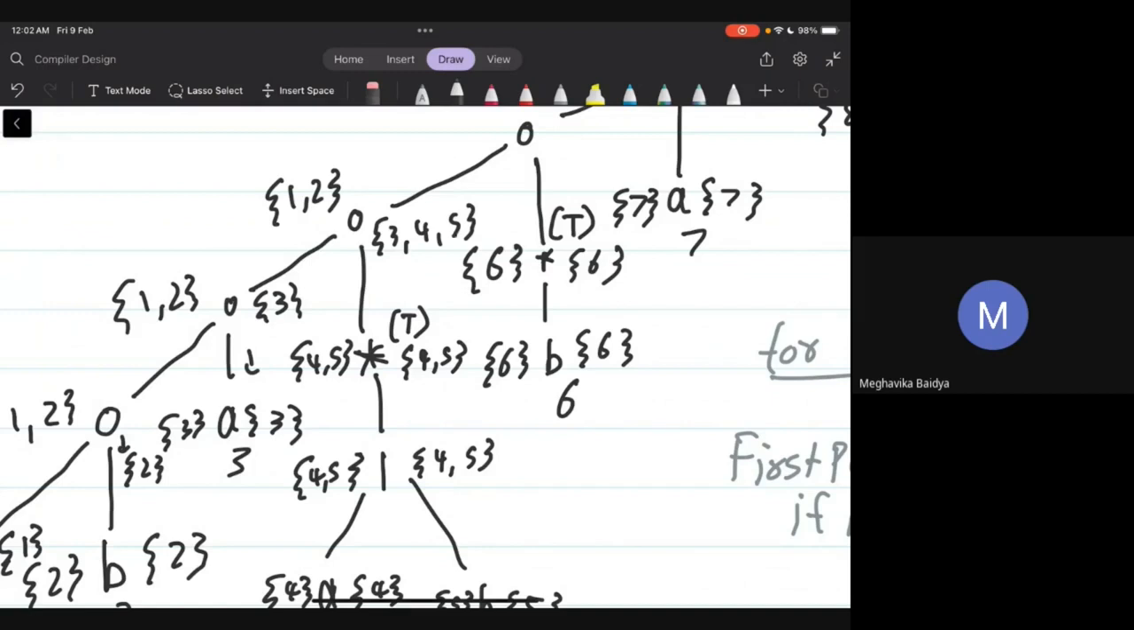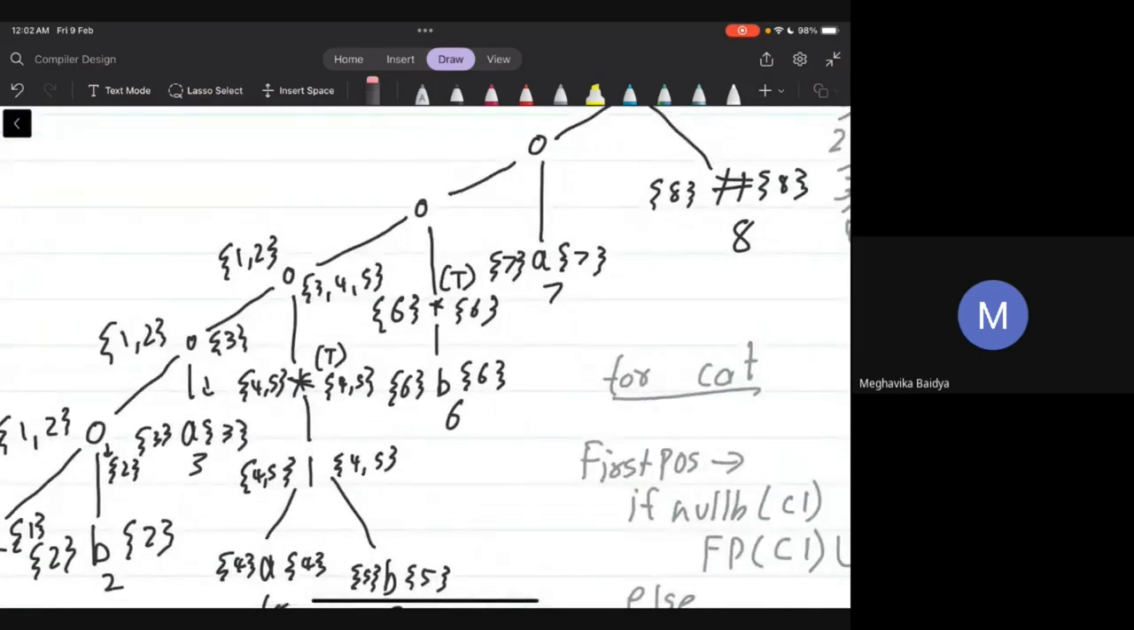Hold on, 1 second. This is star, and this is last pos. Last pos of this one and 3. Okay, got it. Oh no, 4, 5. Then it's getting messy in my diagram.